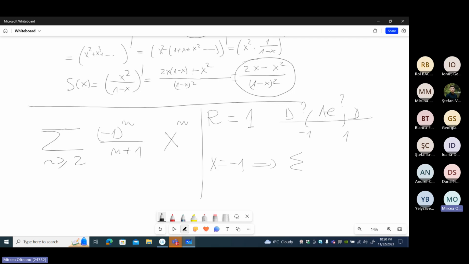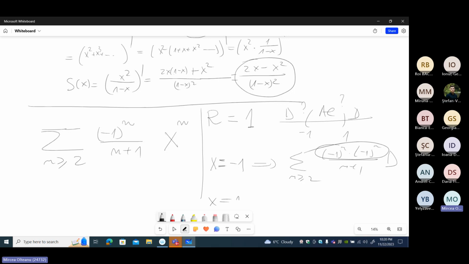we get the series sum over n greater or equal than 1 of (-1)^n times (-1)^n over n plus 1. Tell me the nature of this series of numbers. Divergent. It is divergent because it is the harmonic series. Very well.